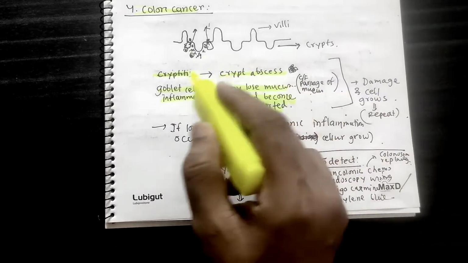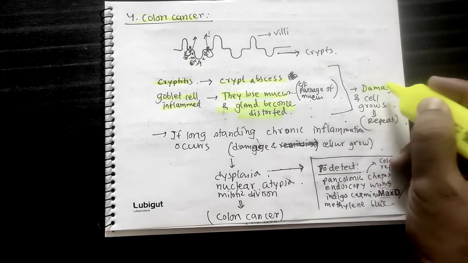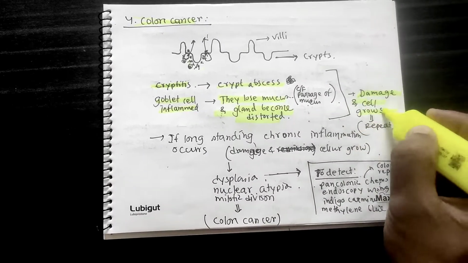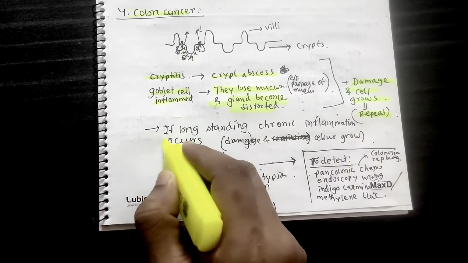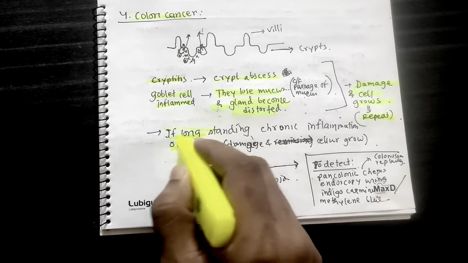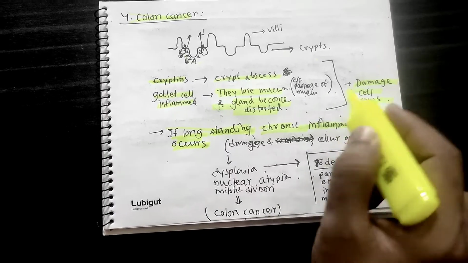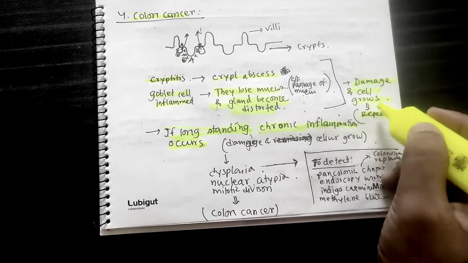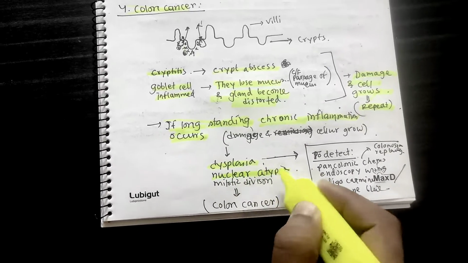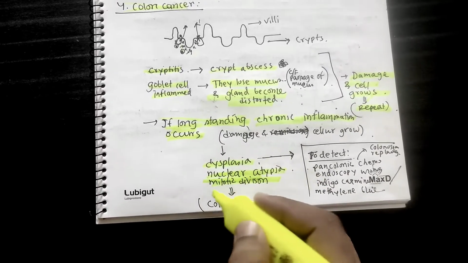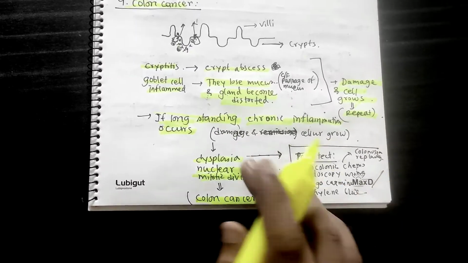Now these things cause damage of the cells, and when there is damage, the cells try to regrow. When this repeats, that means if long-standing chronic inflammation occurs, there is repeated damage and cell growth. This repeats, which may lead to cellular dysplasia, nuclear atypia and mitotic division, resulting in the colon cancer which occurs in ulcerative colitis.